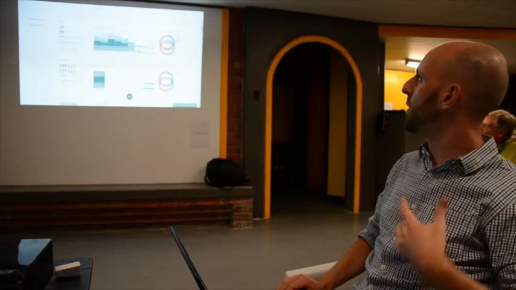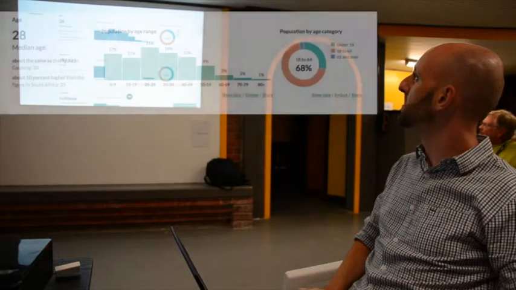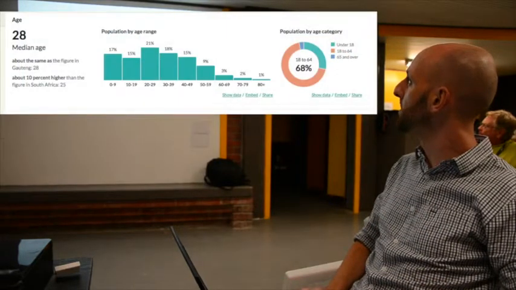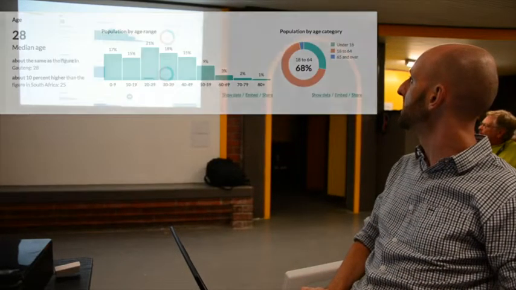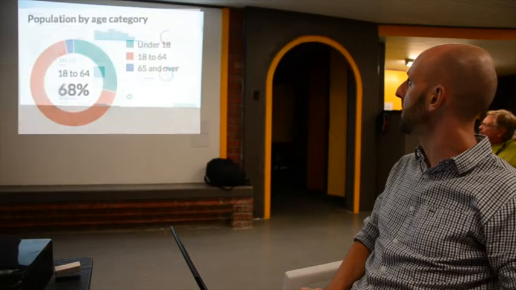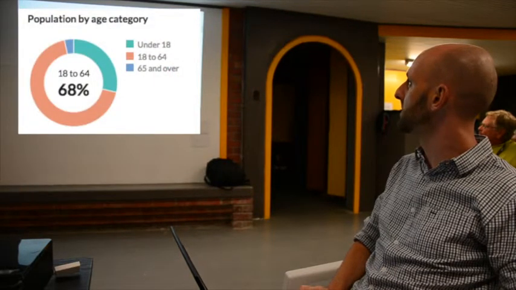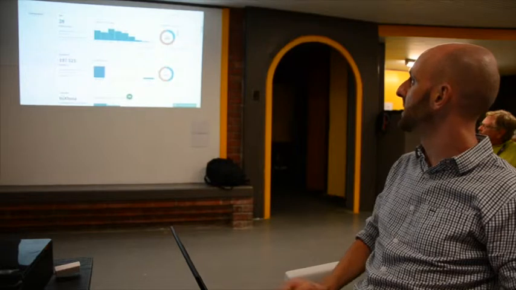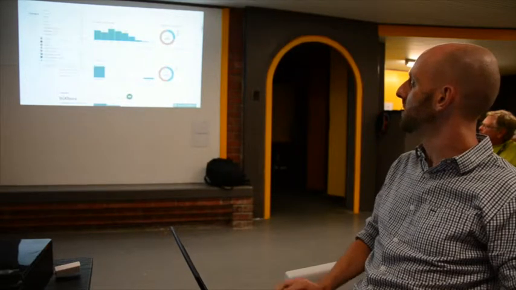We can then dig more, and this is where the census data comes in. We've got the median age. We've got a breakdown of the people's ages. You can see here that 68% of Merifong City are 18 to 64. It's 197,000 people.